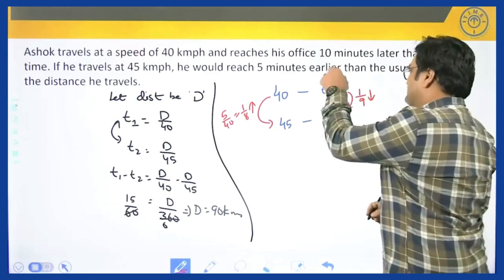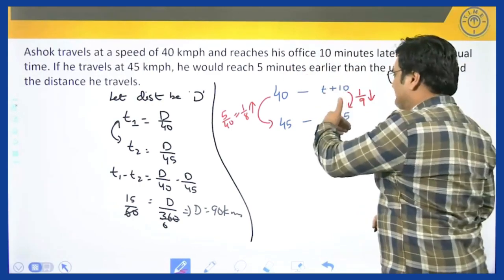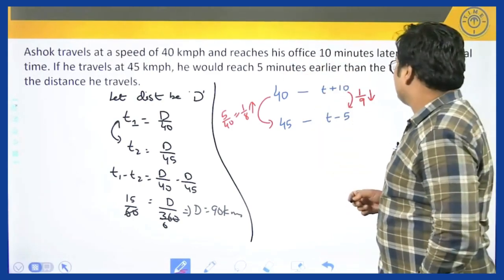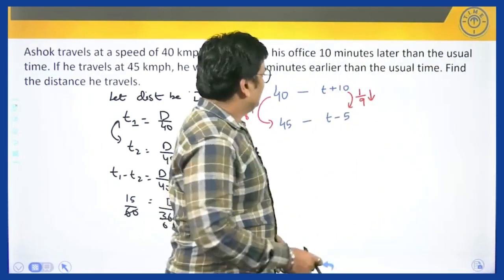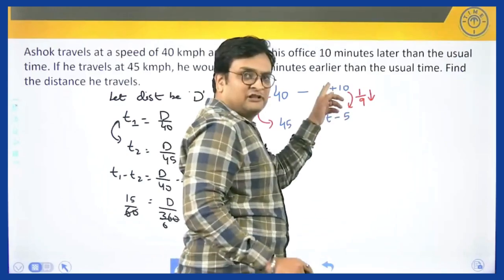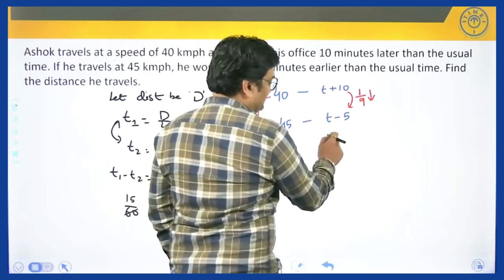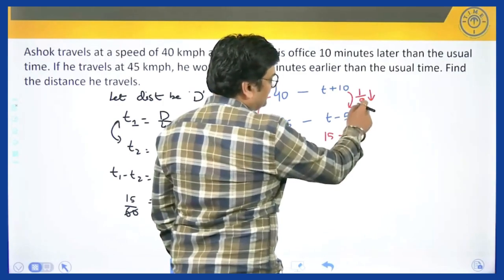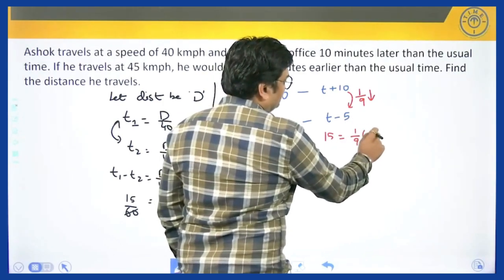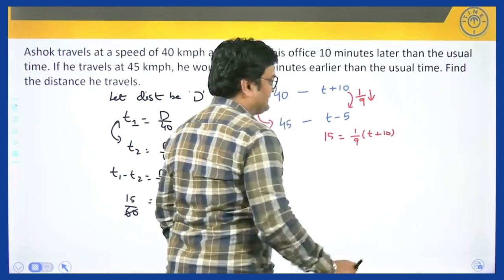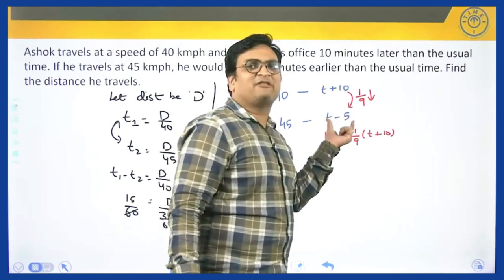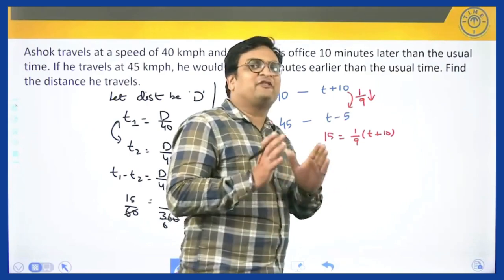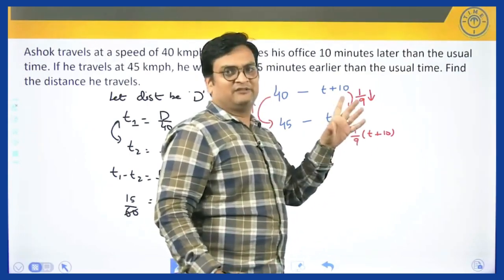So this entire t plus 10 is going to reduce by 1/9, right? So can I say the difference between these two, which is nothing but 15 minutes, is going to be equal to 1/9 of the usual time plus 10 minutes. So this variable is reducing by 1/9, and this difference we know is 15 minutes, right? 10 minus of minus 5, 15 minutes.